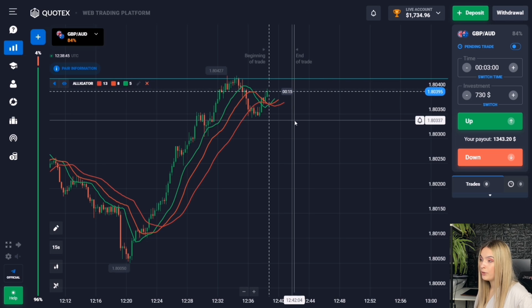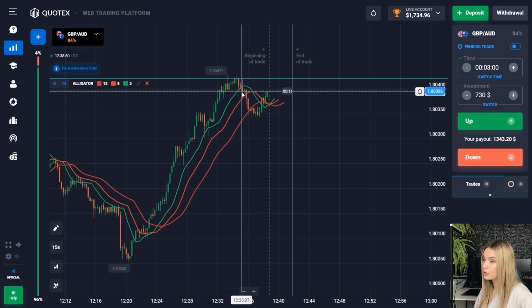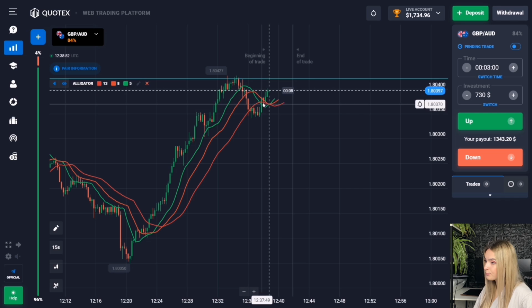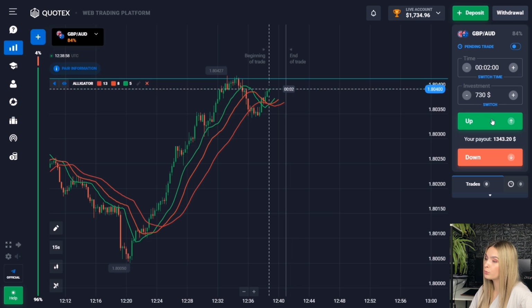Here, guys, at the top we have a resistance level. We also see that after touching the level there was a pullback, and after the pullback the price approached our level again. There is a kind of compression. We'll open a deal here for 2 minutes to go up. I think the price will continue to move towards the level.